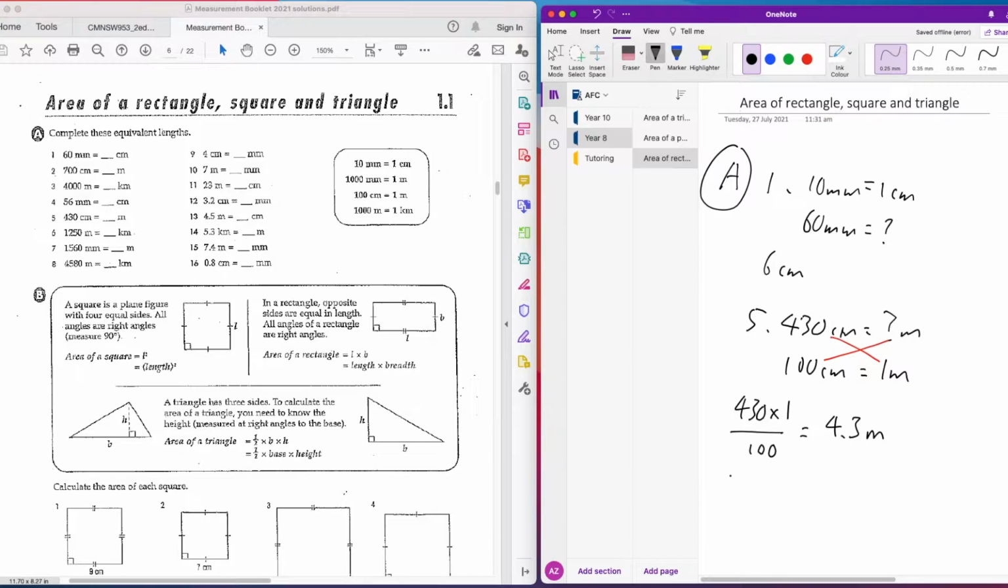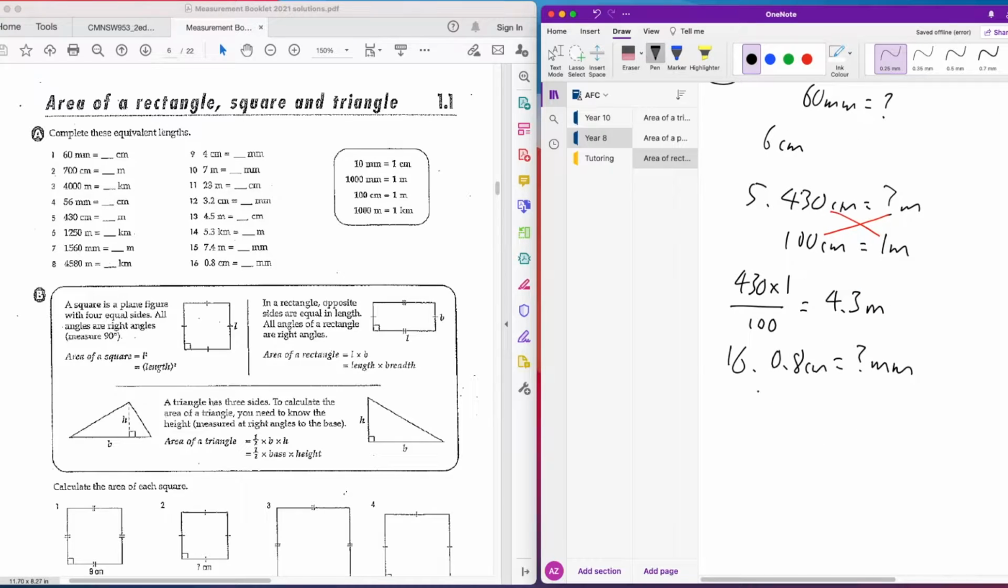Alright, let's take a look at a slightly harder question. Question 16 says 0.8 centimeters is equal to how many millimeters? Let's find the information that's relevant. We need a relationship between a millimeter and a centimeter. It says 10 millimeters equals 1 centimeter, but we want to make sure we're writing this in the correct order. So you have a centimeter here and a millimeter here. That means 1 centimeter is equal to 10 millimeters, right?